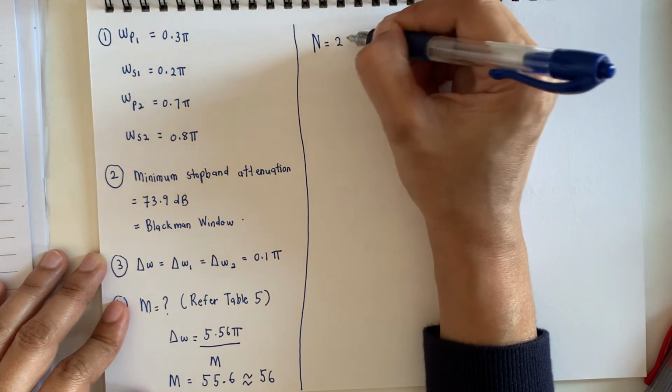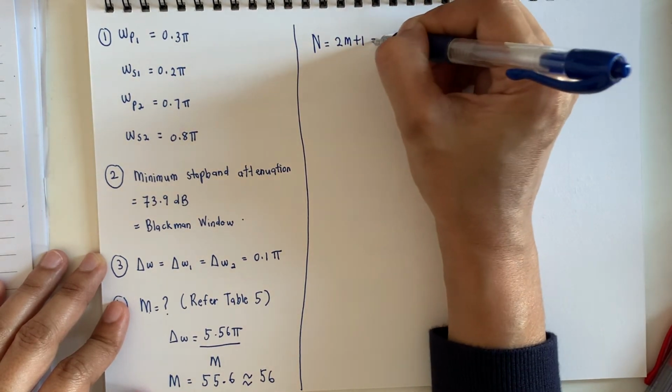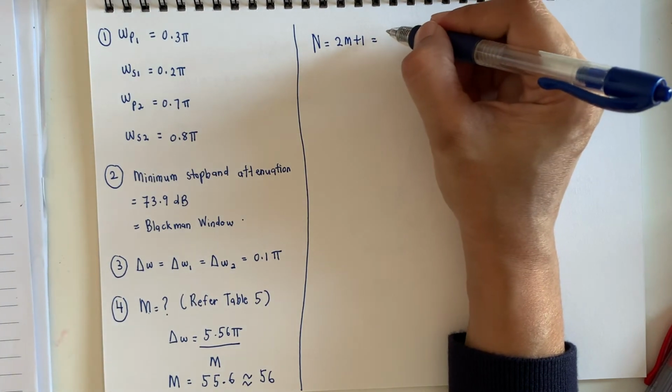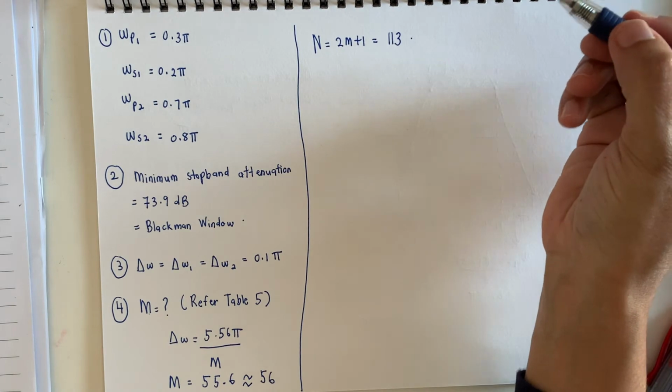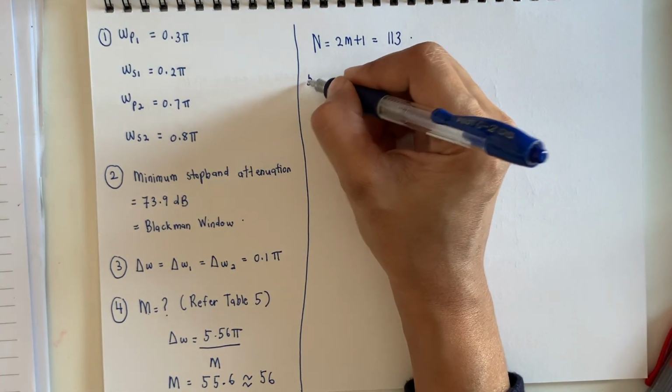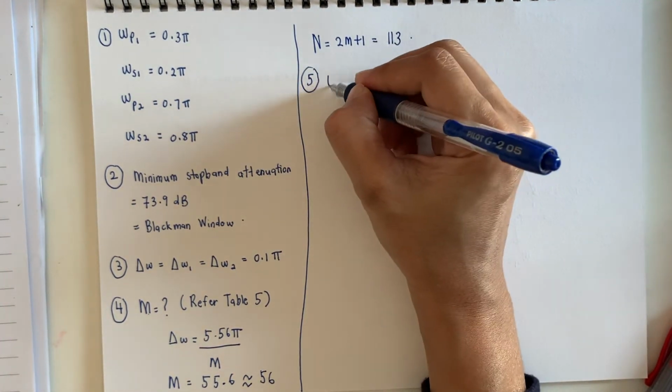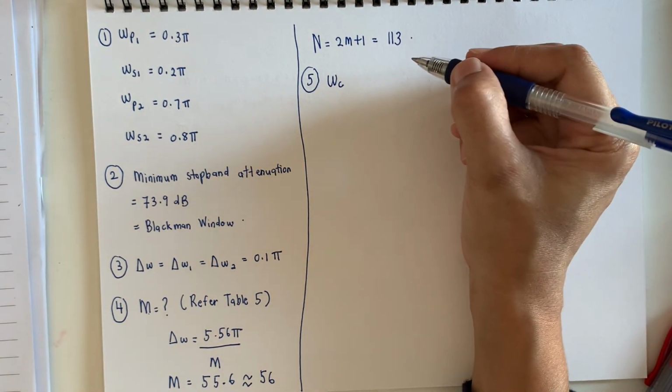Next you need to determine your capital N value. So capital N is 2M plus 1. So you will get 113. So next step, you need to determine what is your cutoff frequency value.